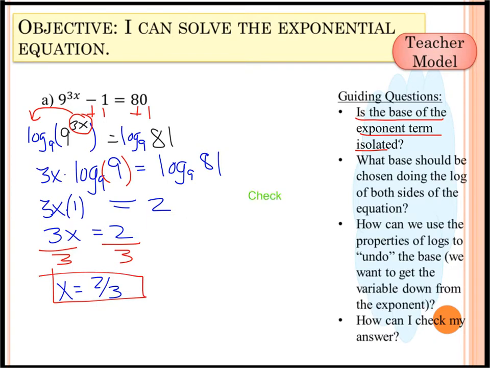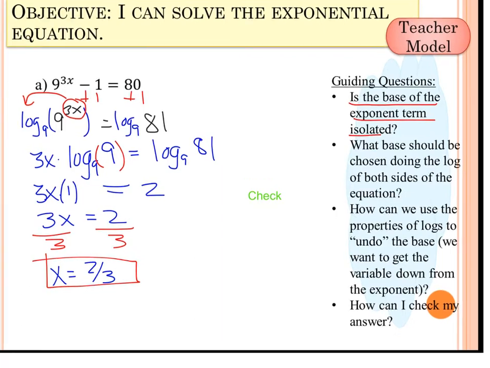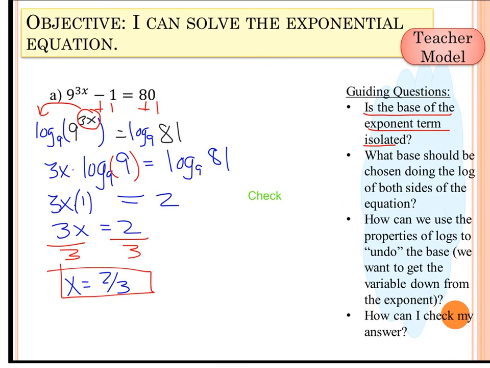Now let's do a quick check. So I'm going to plug this in just to make sure that it works. So I'm going to go 9 exponent 3 times 2 thirds minus 1. And I want to find out what that is. So simplifying that, 3 times 2 thirds is 2. And then 9 squared is 81. 81 minus 1, that's 80. So that checks out and we're good.